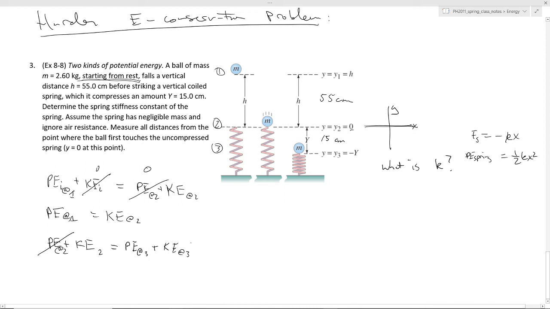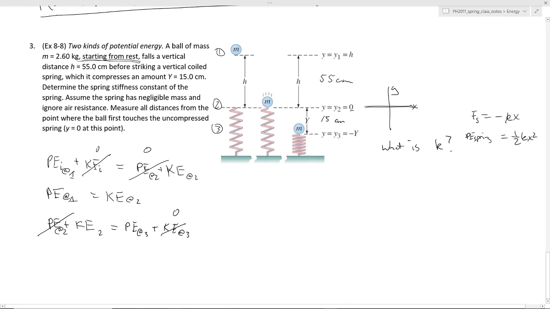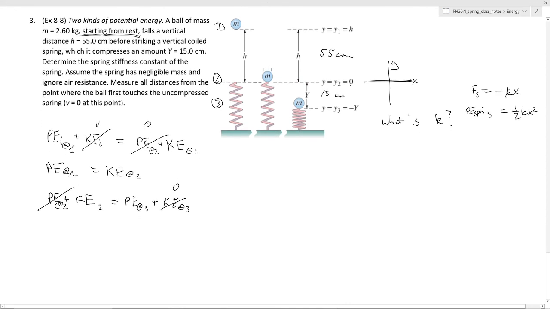Okay, so now notice once we get to the bottom here, the thing is no longer going to be moving. So the kinetic energy at 3 will also be 0. Now, okay, so this allows us to connect the initial potential energy to the kinetic energy in the middle, and to connect that to the potential energy at the bottom at 3.